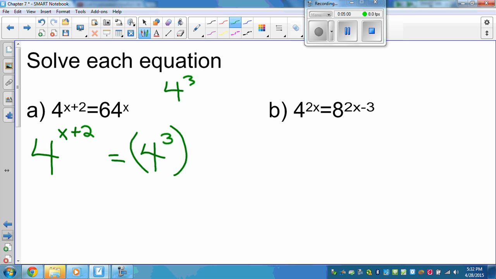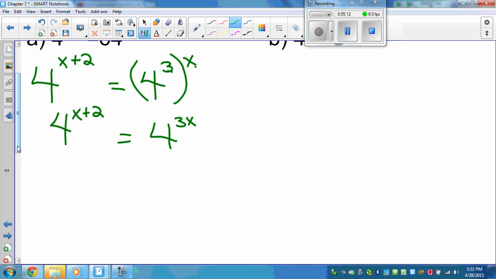This is all to the power of x. So I have 4 to the x plus 2 equals 4 cubed to the power of x. Exponent rules, I multiply 3 times x. Because the bases are exactly the same, I can equate the exponents to one another. Only because those bases were the same. So I can say x plus 2 is equal to 3x. Solving for x, I'm going to subtract x from both sides.